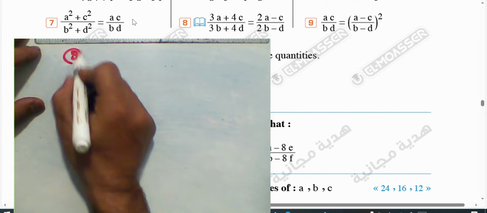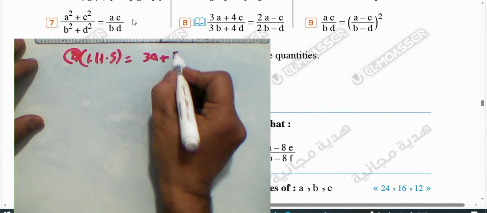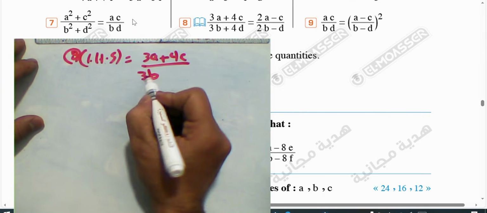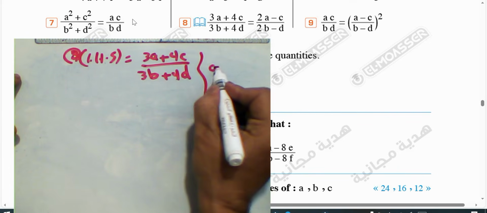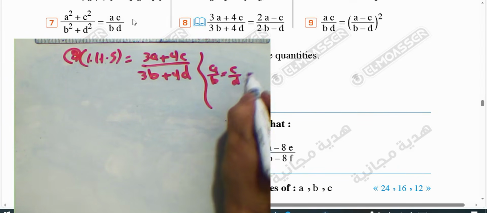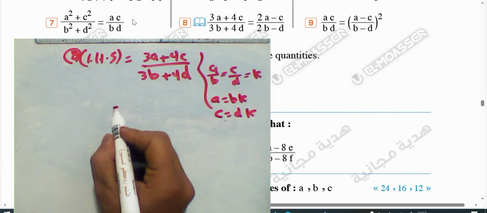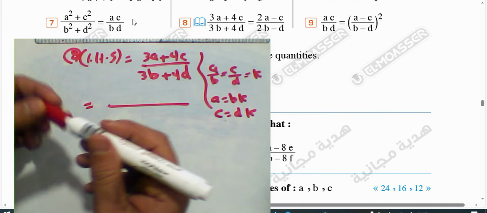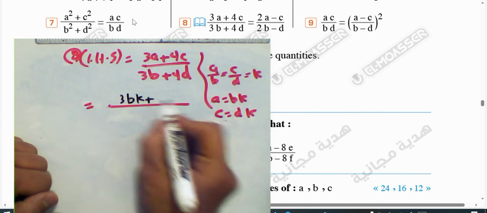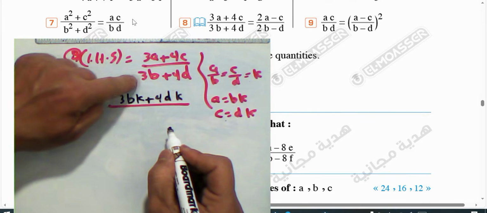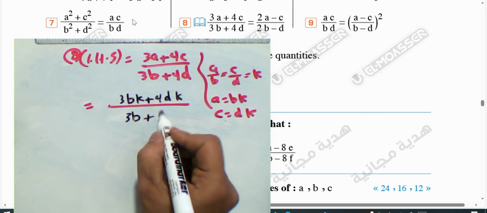Yes, question number 8 now. Number 8, left hand side 3a plus 4c over 3b plus 4d. A over b equal c over d. We can put constant here. Then the value a equal bk and c equal dk. You put the value here of a equal bk, 3 times bk, 3bk, plus 4 times c, it will be 4dk over 3b, b is constant, and 4d, d is constant also.